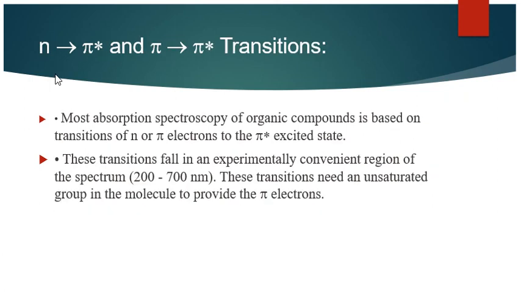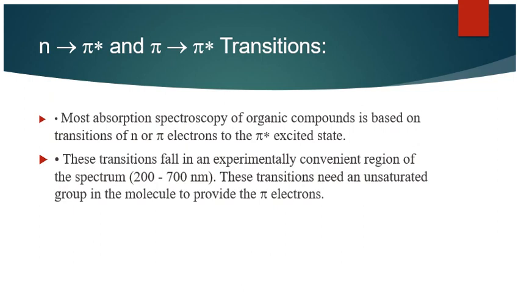In the case of n to sigma star, pi to sigma star, n to pi star and pi to pi star transitions, there is a little decrease in energy. I mean, when radiations of a little lower energy are absorbed, then these transitions occur.